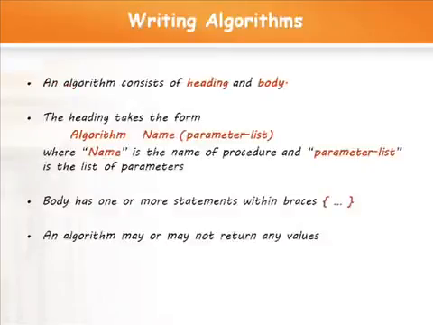The convention used here is that every algorithm has two parts, the heading and the body. The algorithm heading comprises the keyword algorithm, the name of the algorithm, and the parameter list to be supplied to the algorithm. The body of the algorithm comprises the instructions encoded in braces. An algorithm may or may not return a value.